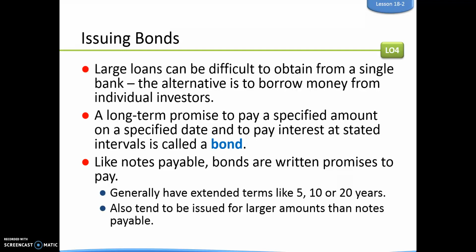Essentially a bond is a long-term debt, a long-term promise that you're going to pay a specified amount by a specified date, and you also are going to pay interest at stated intervals. So it's very similar to a bank loan. It's just that we refer to it as a bond. They also generally have longer terms, so you can get a bond for 5, 10, or 20 years. And like I said, they also tend to have larger amounts than a notes payable is going to have.